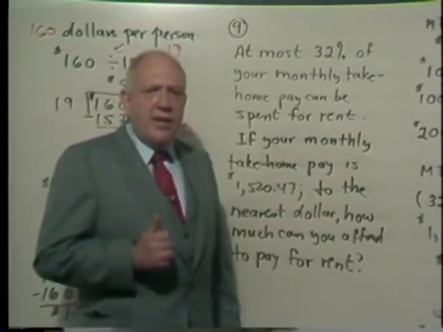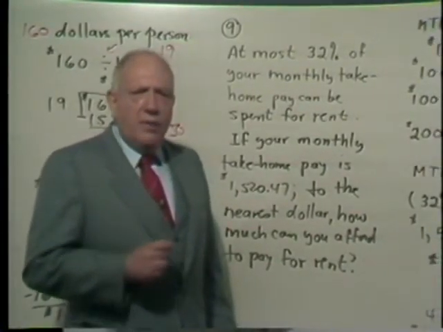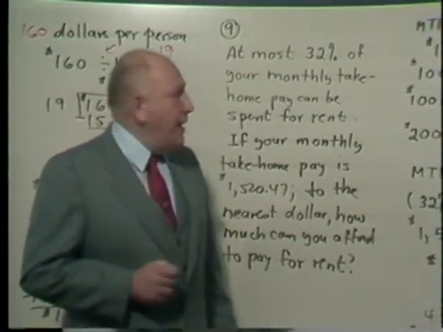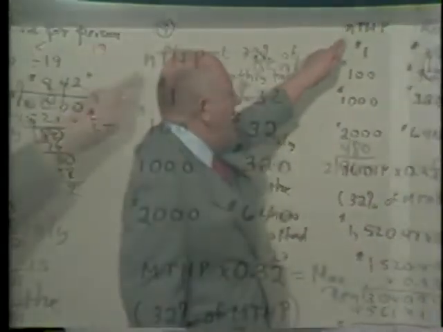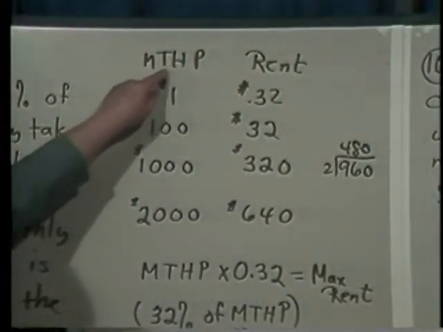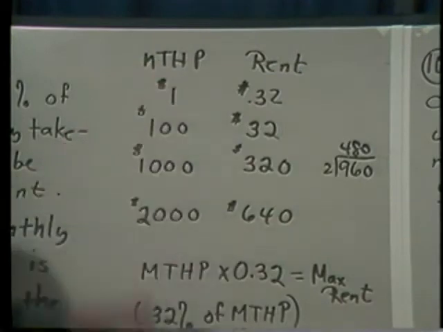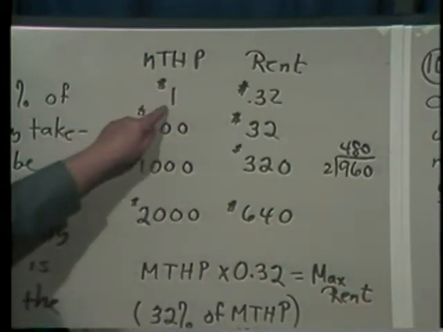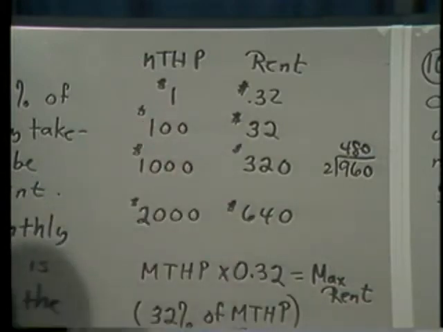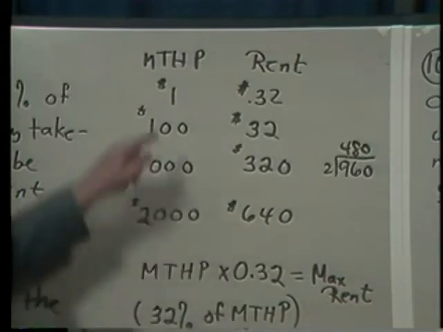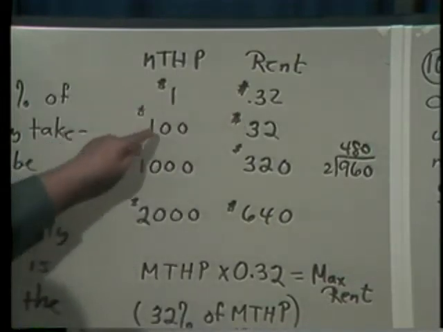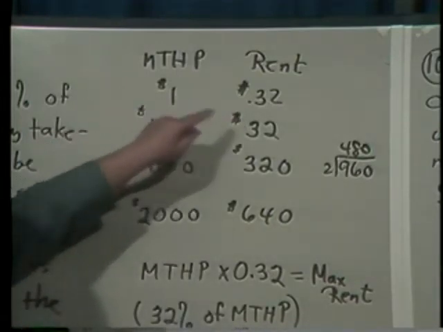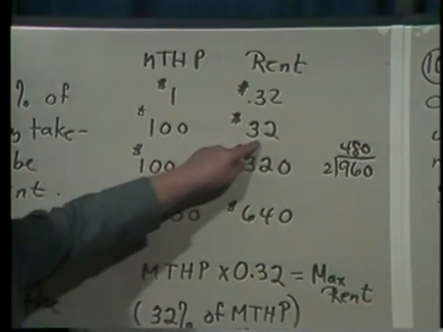What it really says is that for every dollar you take home, at most 32 cents can be paid for rent. So I'm going to use an abbreviation here so it will sound more advanced. MTHP, monthly take-home pay. Doesn't sound impressive that way? Okay, if your monthly take-home pay was $1, you can afford to pay 32 cents a month for rent. Well, that's ridiculous. This is just the ratio. You see, if your monthly take-home pay was $100, you can afford to pay $32 for rent.